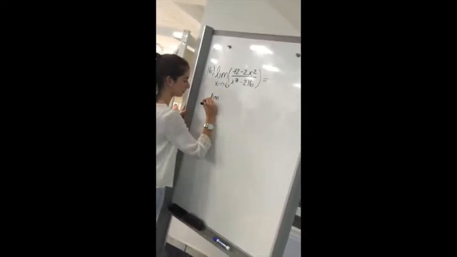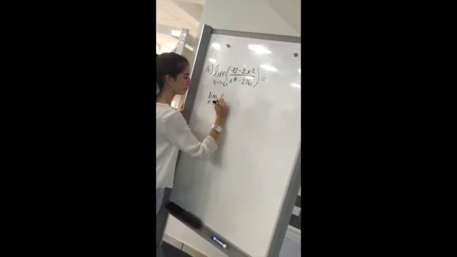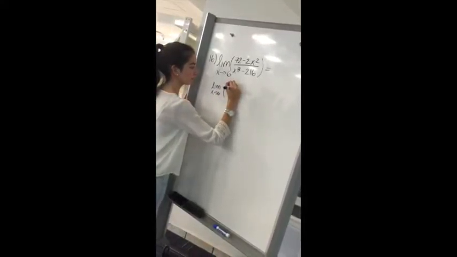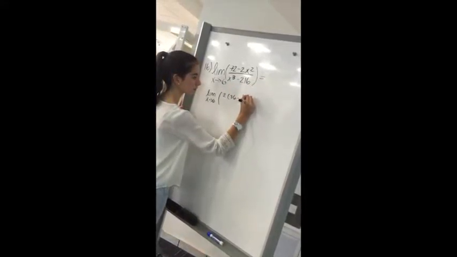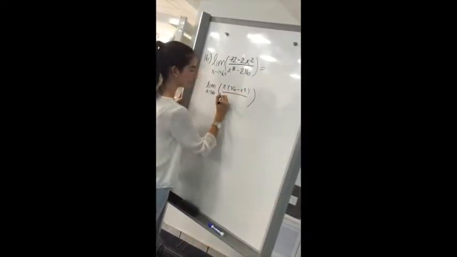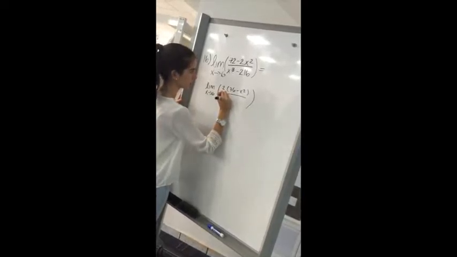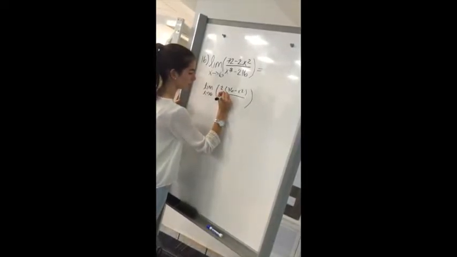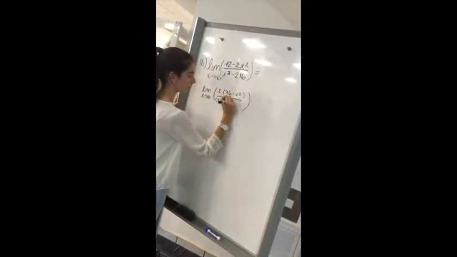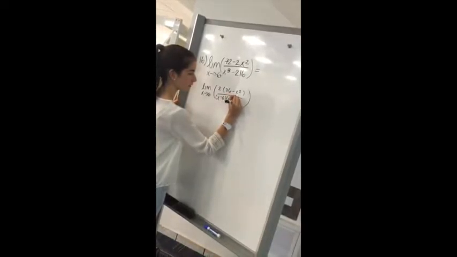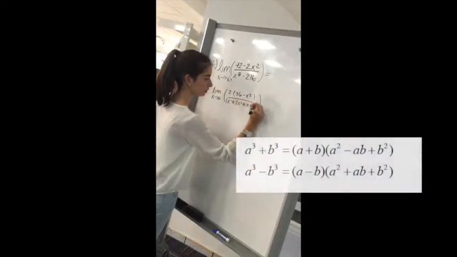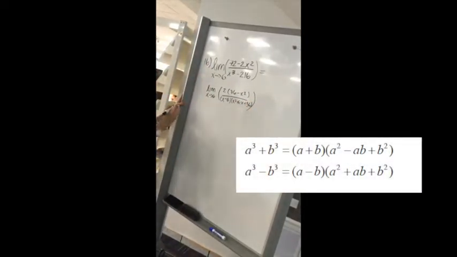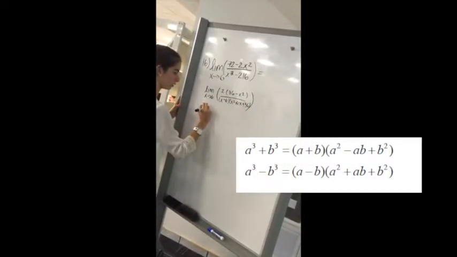In this first question, we need to find the limit of x approaching 6 algebraically. First, we need to look at our numerator and denominator and see what we can factor out. In the numerator, we take out the greatest common factor. In the denominator, we find the difference of cubes, whose formula is shown right now.